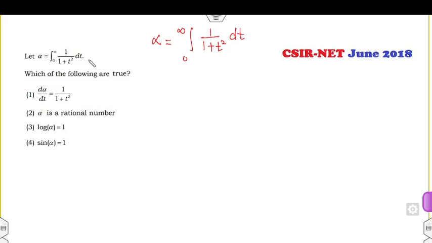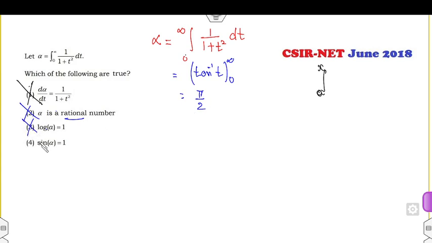Let alpha be 0 to infinity of this term. Then d alpha by dt. First of all, you can't differentiate them because the limit is 0 to infinity. If it is from 0 to x or from a to x, then you can differentiate them. So the first option is cancelled. How can you integrate them? This is tan inverse from 0 to infinity. It is pi over 2. And clearly pi is not a rational number.